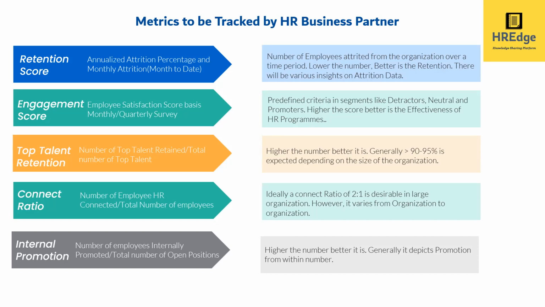However, the attrition percentage varies from industry to industry. In some industries, an annualized attrition of 25% may be considered a good attrition number. But in some industries, an attrition percentage of 25% is considered bad, a very high attrition. So it varies from industry to industry, and every organization has its own set of benchmarks. Second one is the engagement score.